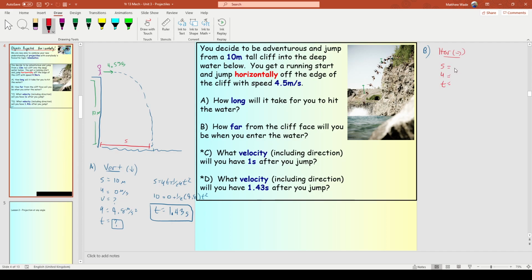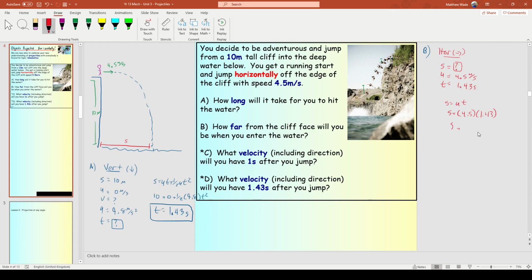Cool. Do we know the distance? Well, no, that's what we want. And a square around it. U, the initial speed. This time it is 4.5 meters per second. T, the time that he's in the air for, well, we got that from the previous, 1.43 seconds. So what do we get? Well, we get S equals UT, which means S equals 4.5 times 1.43.